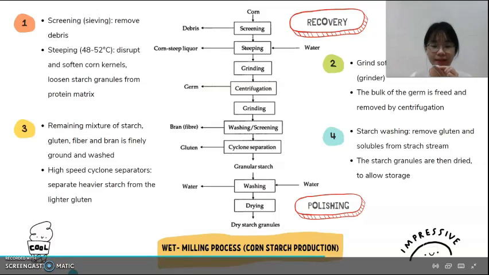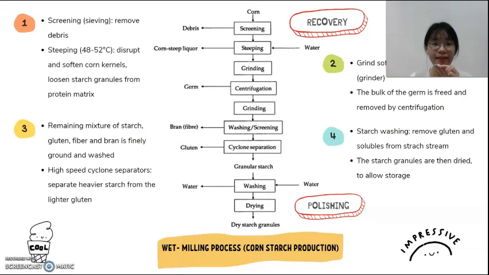In the wet milling process, where the cornstarch is produced from the raw corn, screening process is first used to remove debris from the raw corn, then steeping is used to disturb and soften the corn kernels. Later, we need to grind the softened corn in a mill, and the germ that is free should be removed by the centrifugation. The remaining mixture of starch, gluten, fiber, and grain is finely ground and washed, and a series of screens is used to separate the starch and gluten from the fiber and grain.